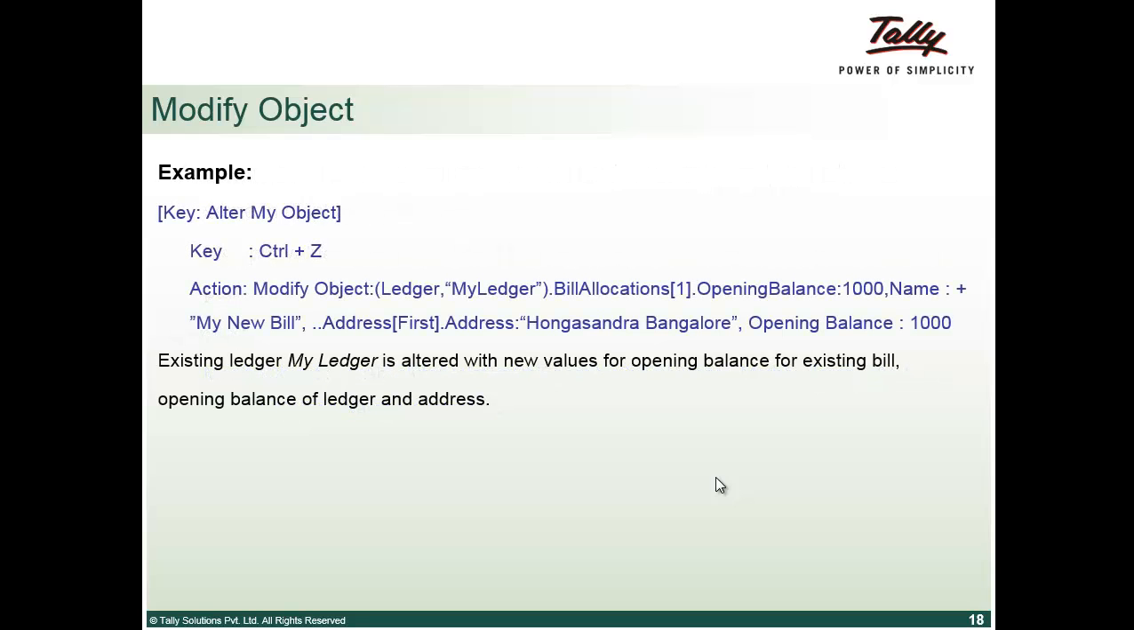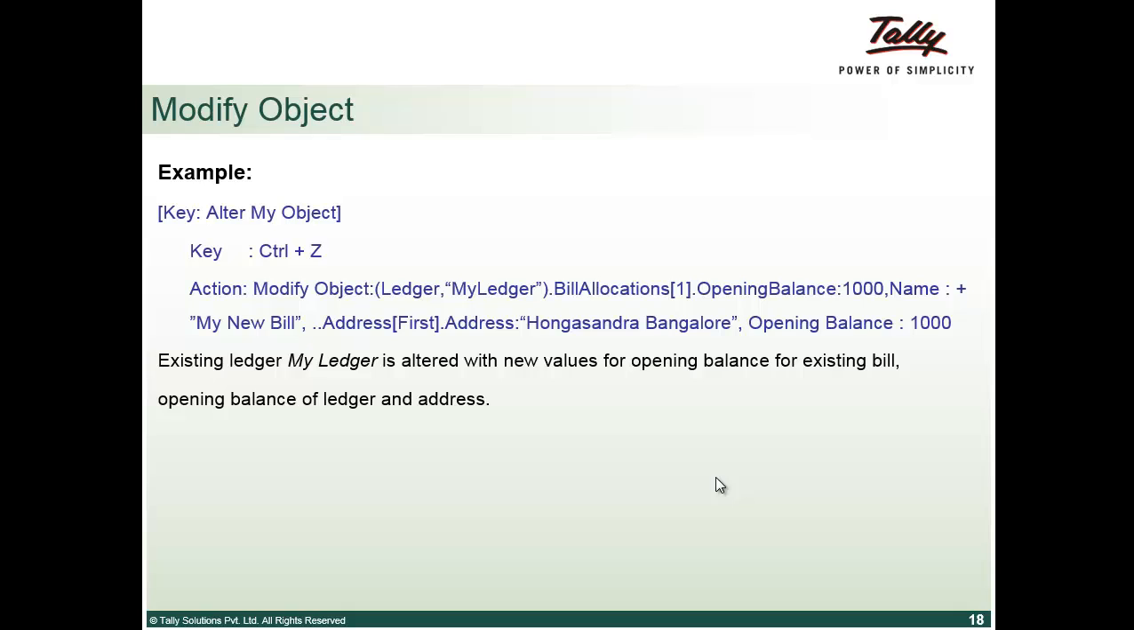So in this particular example, there is a key that is used to modify some value of an object, and the object is ledger. And which ledger? It is the ledger called my ledger. So in this particular example, the opening balance of the first bill allocation of the ledger, my ledger, is modified to 1000, and then the name of the bill allocation is modified to my new bill, and then there is a dot address, first dot address.